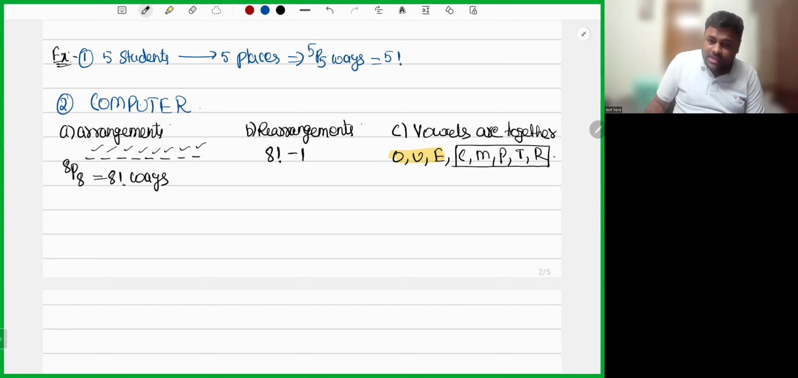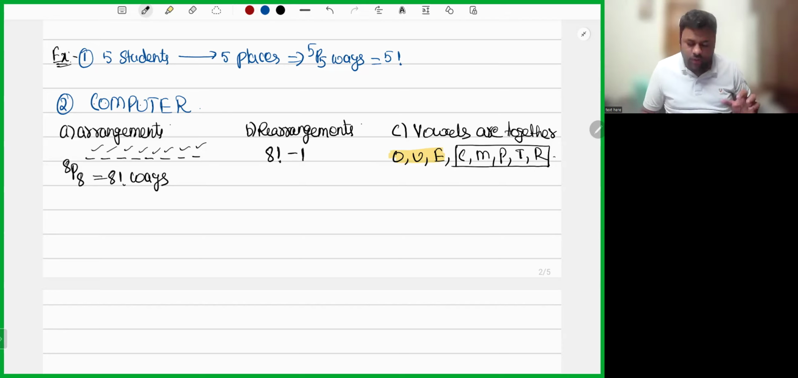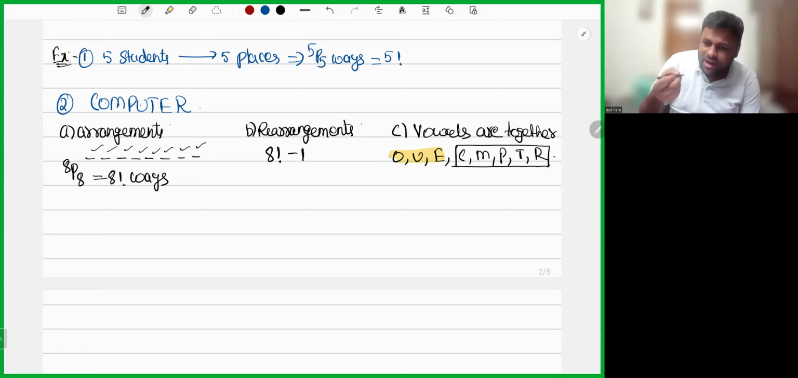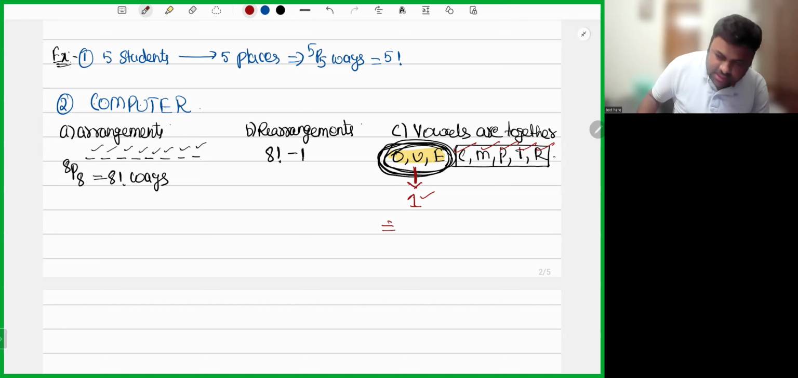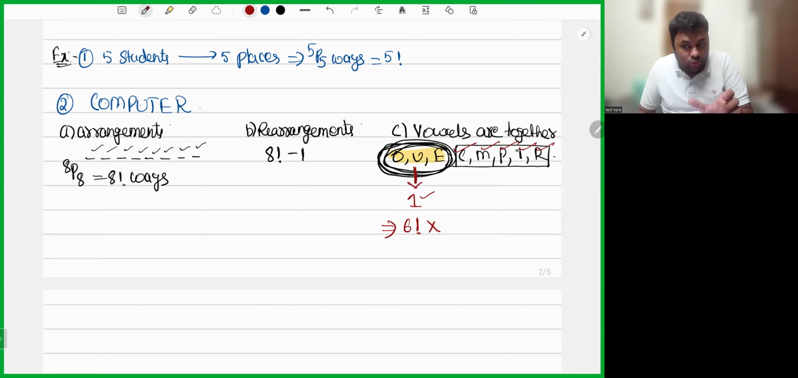Okay. Now, he's telling vowels are together. Whenever some things are together, you will merge them into one thing and then do the arrangements. Now, what I'm doing, O, U, E, since he's telling vowels are together, I'll tie them tightly together. I'm tying them. They can't move. So, 1, 2, 3, 4, 5, 6. How will you arrange 6 things in 6 places? 6 factorial.